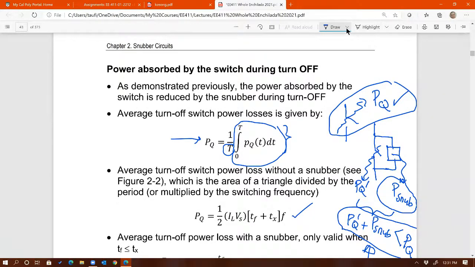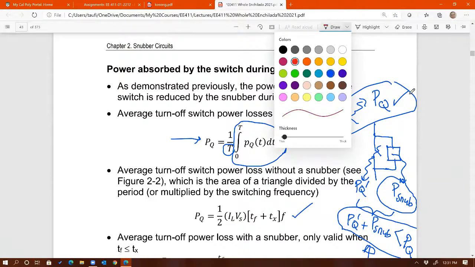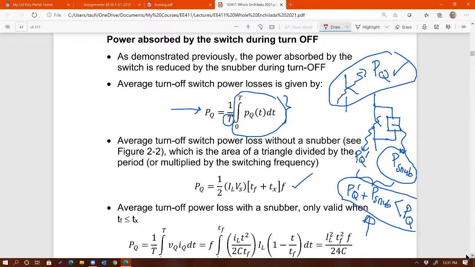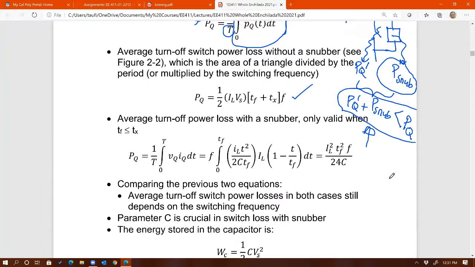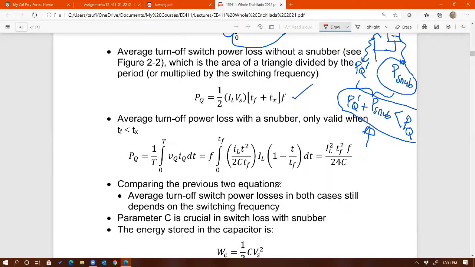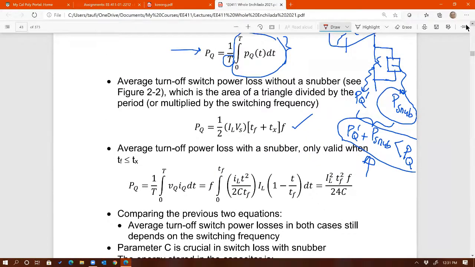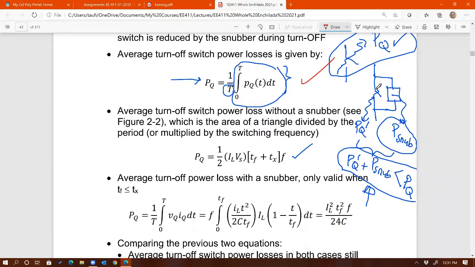Let me use a different color now. So what about the loss after you add the snubber? Well, we need to find the loss on the same switch after you add the snubber. How do we get that? Same thing, you use the same equation right there, except now it's going to be more complicated.